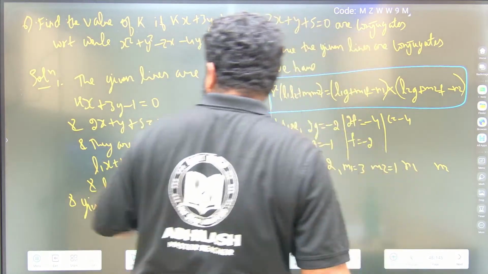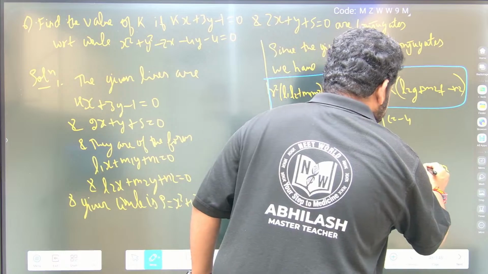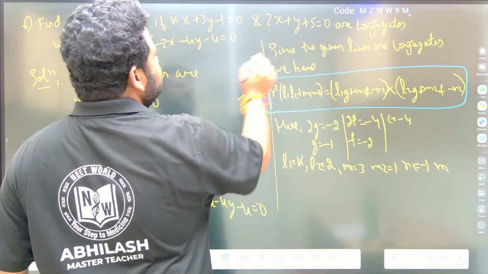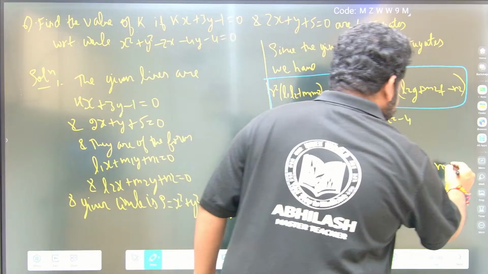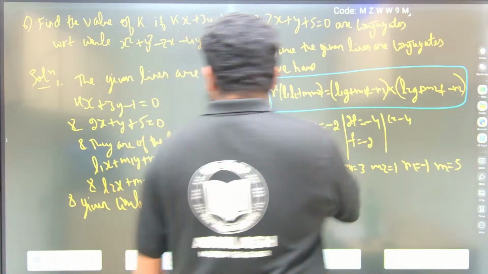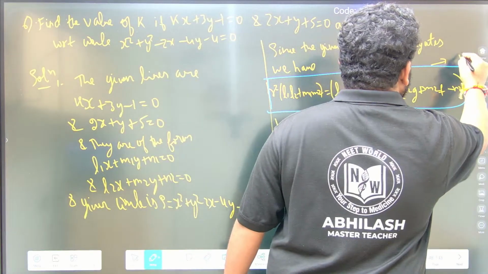N1 is -1 and N2 is +5. This is what we have. Now let this be equation 1.